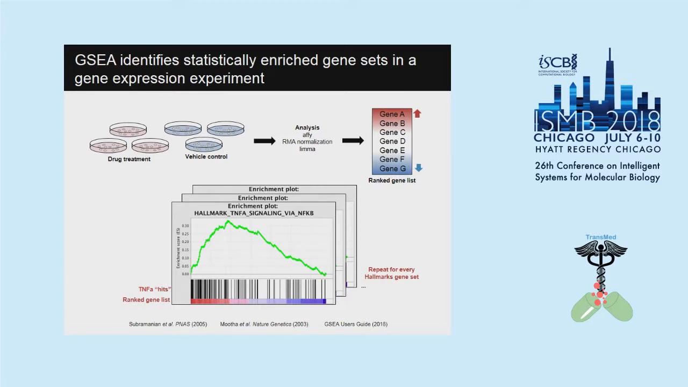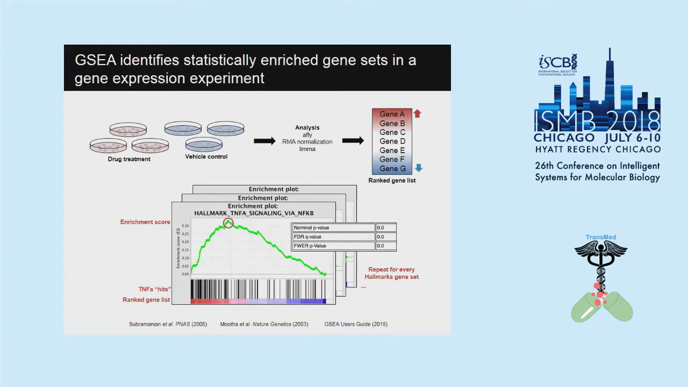The question that we're trying to address here is: are these TNF alpha related genes tending to fall towards the top or the bottom of this ranked list? This is what we refer to as positive or negative enrichment. Another important part of what GSEA provides us is this overall enrichment score, which we can see is the peak value as we're walking down this ranked list and seeing our hits. But importantly, GSEA also provides a p-value for this enrichment score.